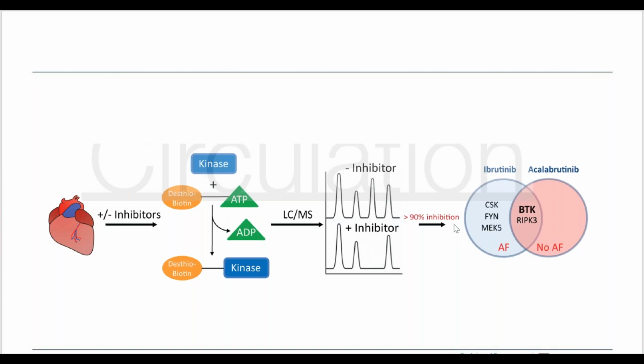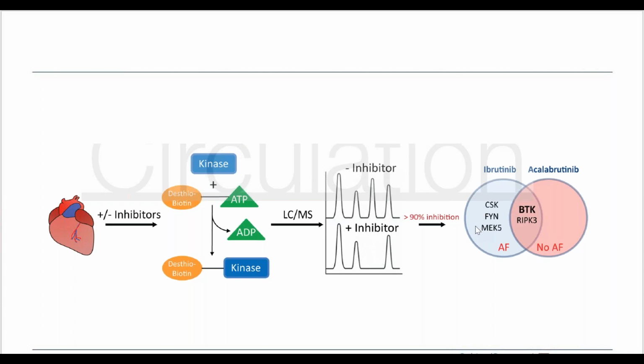From this sequential process, they came up with these proteins. In acalabrutinib, they found BTK to be inhibited by more than 90%, and RIPK3 also was inhibited more than 90% here, in the acalabrutinib group. Whereas in ibrutinib, they had those two kinases, and they also had CSK, FYN, and MEK5.